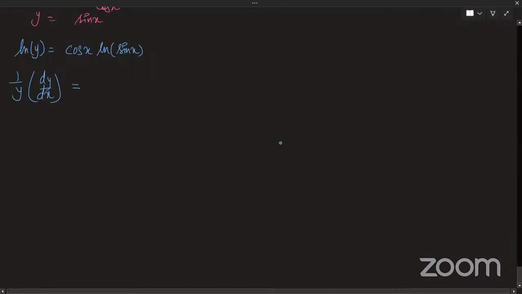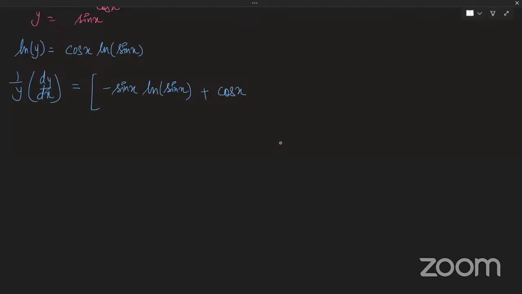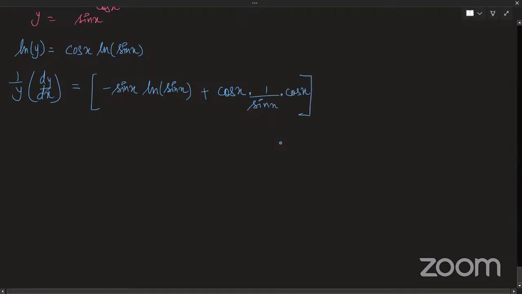Is equal to. I differentiate my first function first, so I get minus sin x into ln of sin x, plus cos x into, can you tell me what it will become? 1 by sin x into cos x. Great, great.